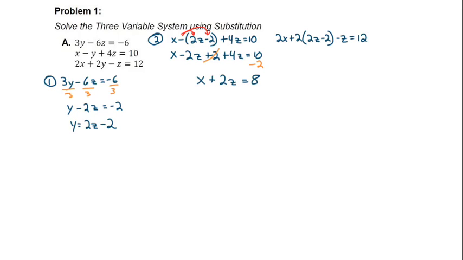And if I'm going too fast, feel free to pause. So I've got that one done. Everything's combined. Over here I'm going to do the same thing. I'm going to distribute that 2. So I've got 2x plus 4z. 2 times -2 is -4. Minus z equals 12. I'll move the -4 over, so I'll add 4 to both sides to get rid of that, and combine my z's again. So I get 2x plus 4z. Nope. 2x plus 3z equals 16.